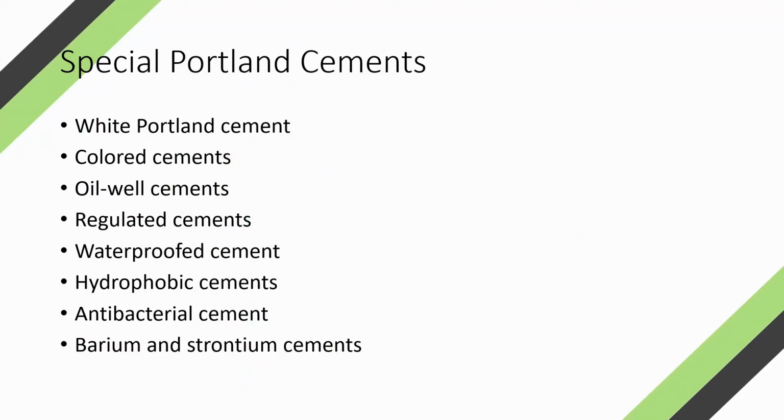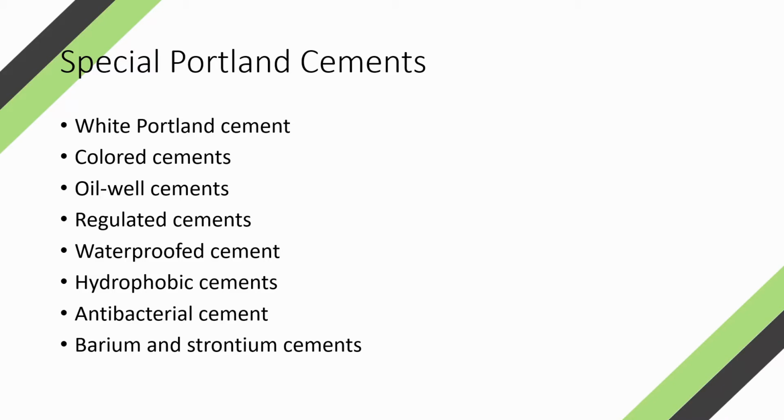So, we have here other special Portland cements. First, we have here white Portland cement. It is used for decorative display. It has low iron and manganese compared to normal Portland cement. Kaya puti yung kanyang kulay. So, mababa yung iron and manganese content niya.